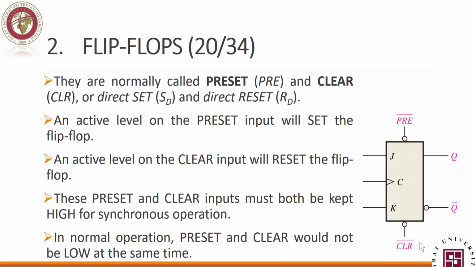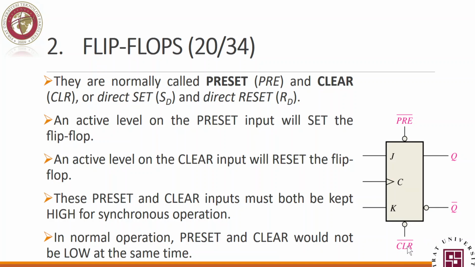And the same goes for clear. If it is active, in this case if it is low, because this is active low, then the output will be low no matter what. The clock cycle, the rising edge, the falling edge, it doesn't matter. Here we have the rising edge, J and K, regardless of their values.